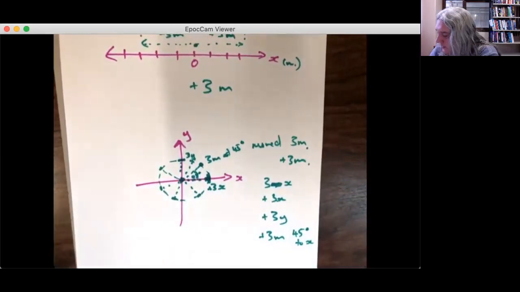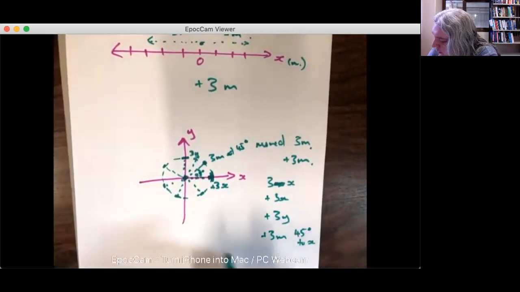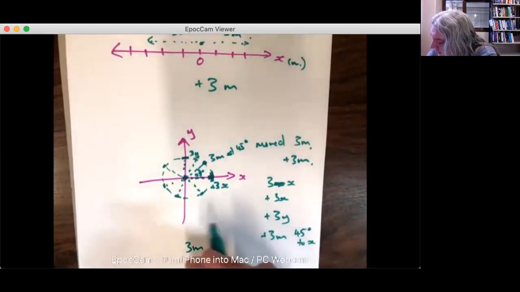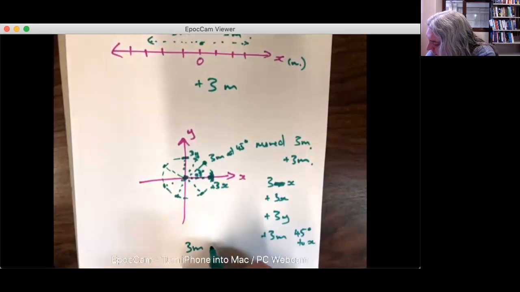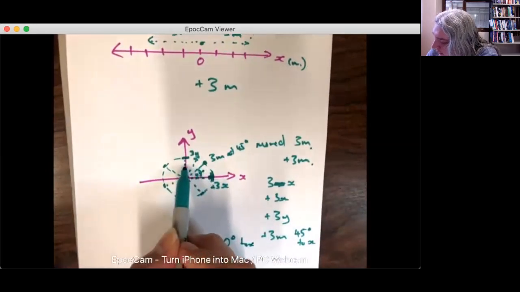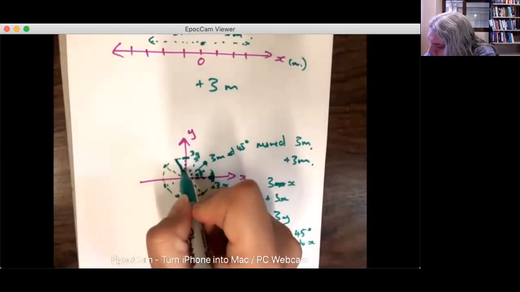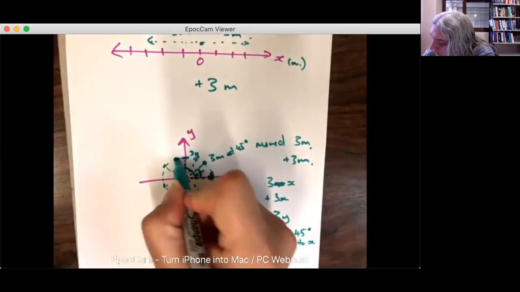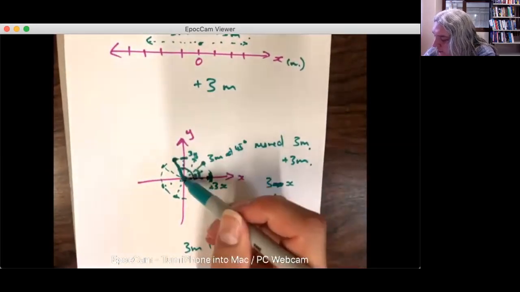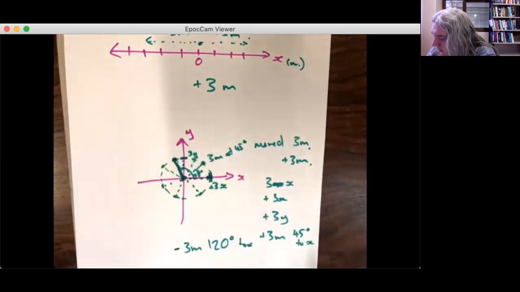And the other thing I want to point out is that as soon as you move to an angular description, so if I'm saying I've moved 3 meters at a 45 degree angle, or, let's say, 120 degrees to the x-axis. 120 degrees, that's 90, and then plus another 30 is somewhere around here. So that's about 120 degrees. That's still positive 3, because you've still moved 3 meters away from the origin in that direction. You would never say negative 3 meters at 120 degrees, because that doesn't make any sense. As soon as you move to an angular system, it's always positive.